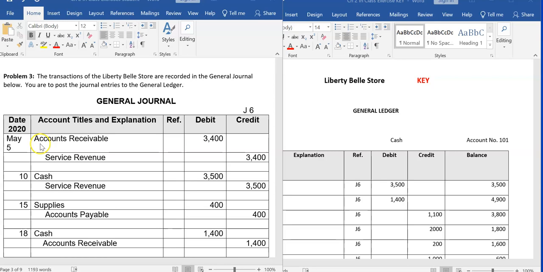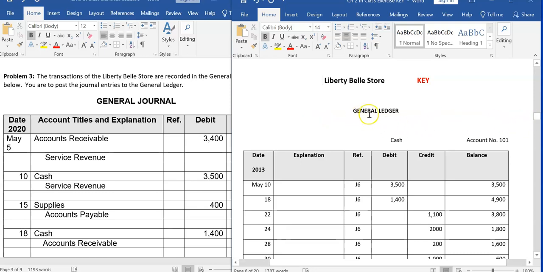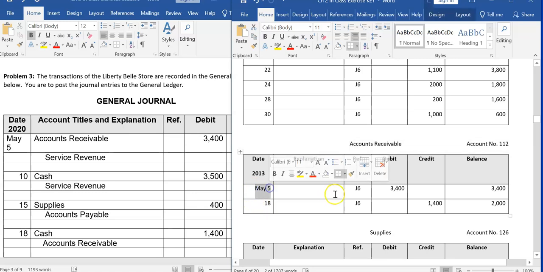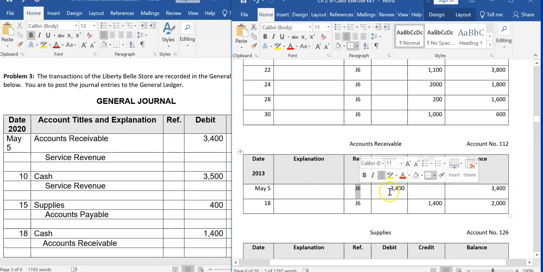General Journal tells us we need to debit accounts receivable for $3,400. I'm going to go from this General Journal, page 6, and I am going to find in the General Ledger the accounts receivable account. So here is the cash account, and here is the accounts receivable account. It is account number 112. On May 5th, we are bringing from General Journal, page 6, a debit of $3,400. We are posting that debit to the account in the General Ledger. That causes the balance in accounts receivable to increase to $3,400.